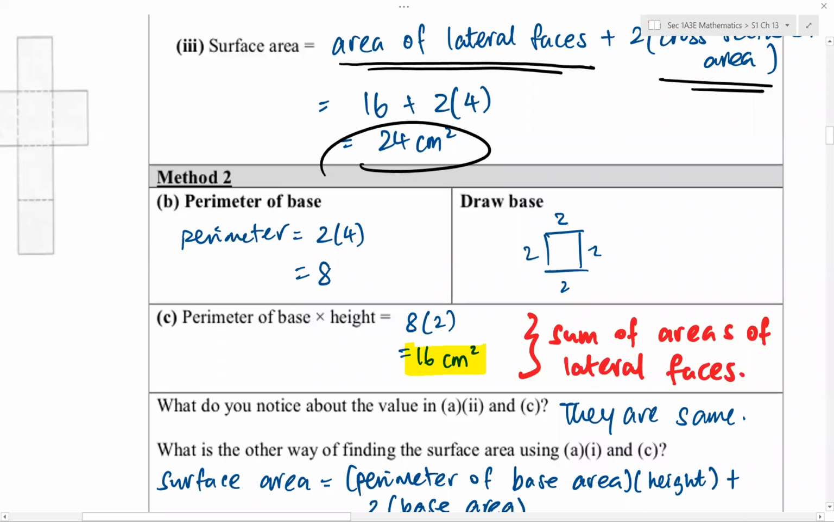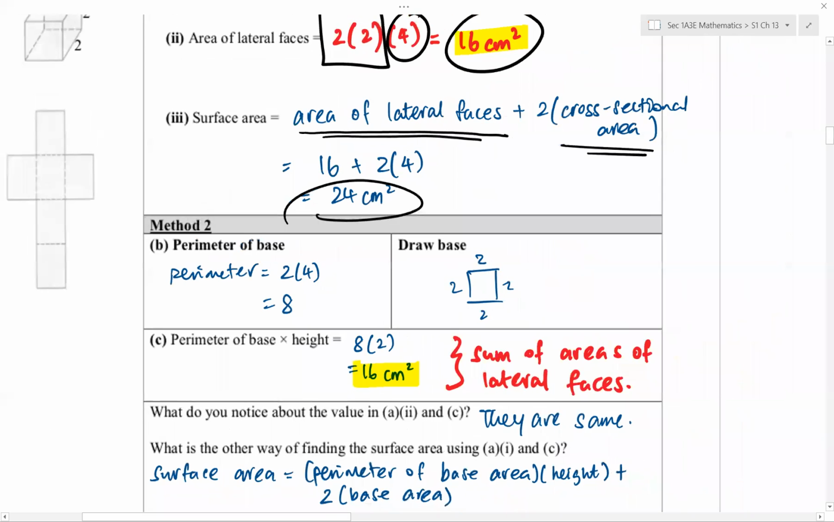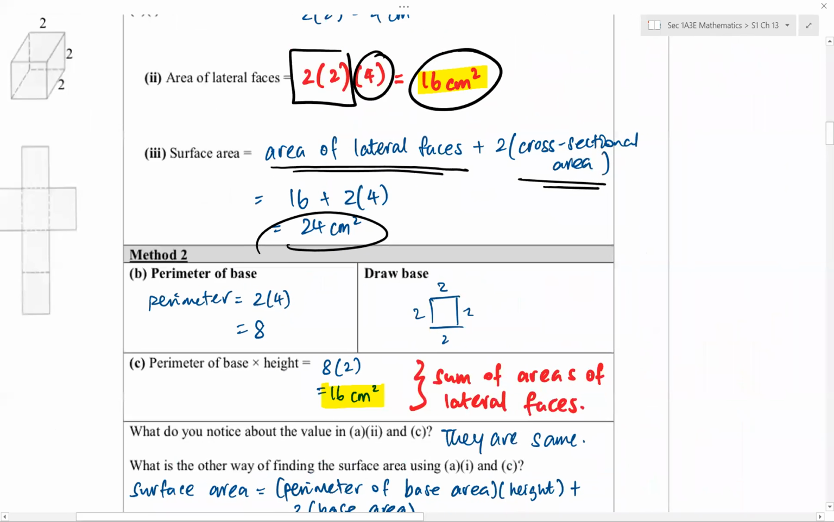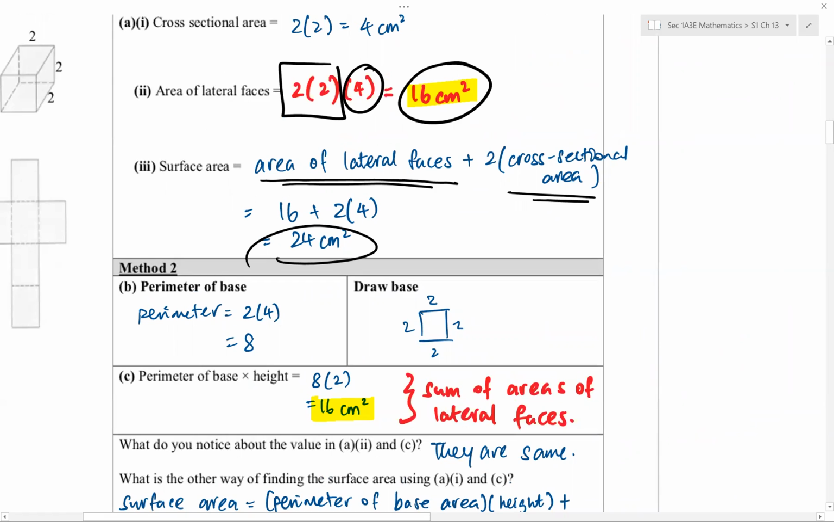You will get 8 being the perimeter because it's a cube of size 2, right? So 2 plus 2 plus 2 plus 2, you get total 8 cm. That is the perimeter. Take the perimeter, multiply by the height of your prism. You get 16. It is a very familiar number because this 16 over here is the area of the lateral faces that we calculated earlier on. Now we've seen 2 ways that we can calculate area of lateral faces. One is to literally find area plus area plus area plus area. The other is find perimeter multiplied by height. This is the much faster way. Okay?